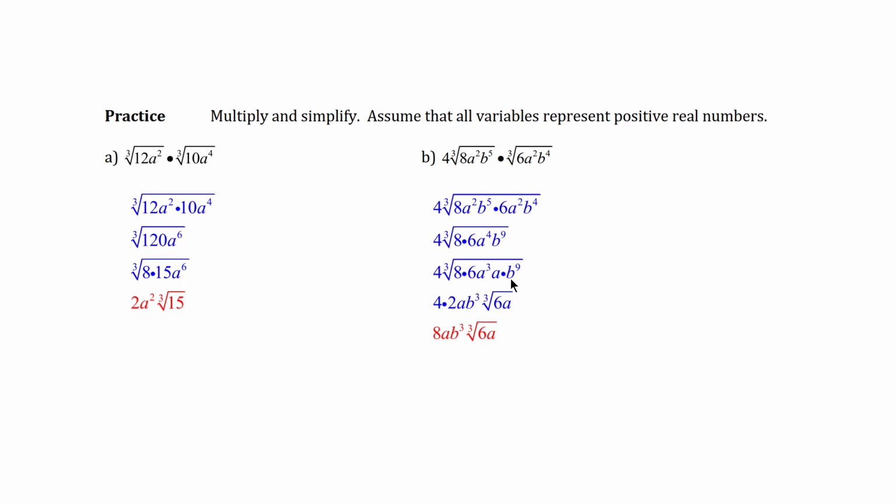Next, we simplify. The cube root of 8 is 2. The cube root of a cubed is a. The cube root of b to the 9th power is b cubed. And then we bring down the 4 and the cube root of 6a. So we have 4 times 2ab cubed times the cube root of 6a. Next, we multiply 4 times 2ab cubed. We get our final answer is 8ab cubed times the cube root of 6a.